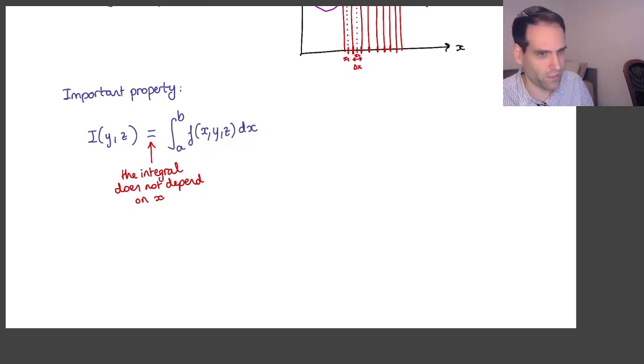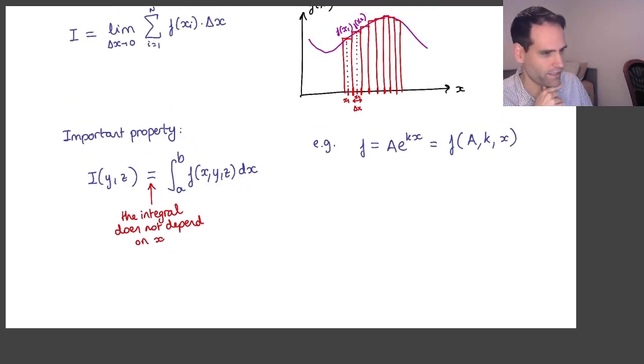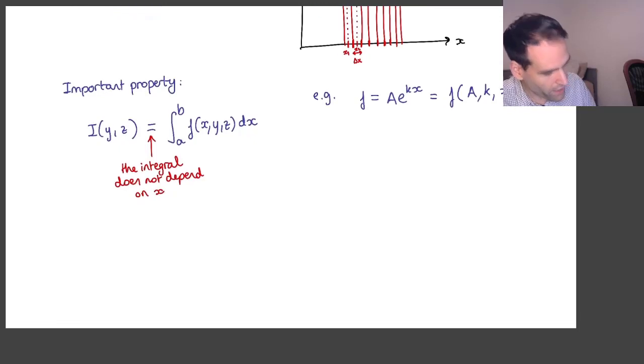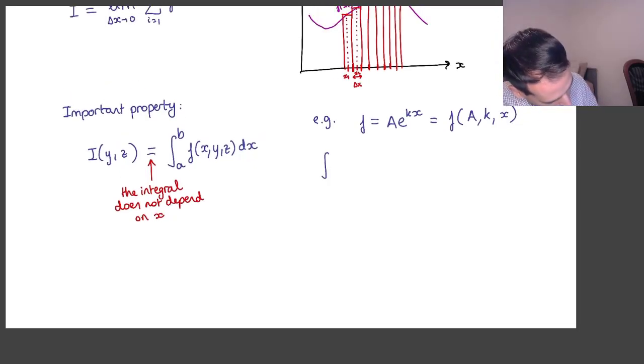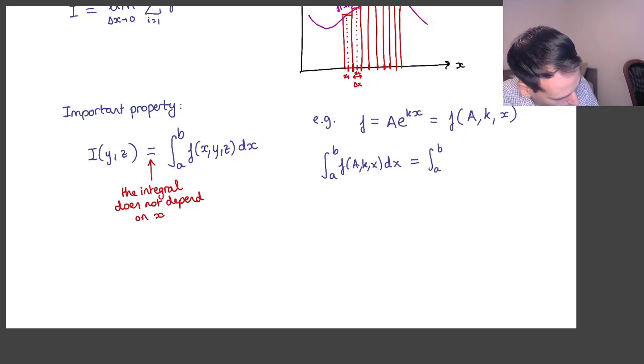Let me write the example here on the right. Let's say you have this function which is a times the exponential of k times x. This is a function which depends on three things: a, k, and x. We could call it xyz, or we can call it akx. It doesn't matter, it's just symbols. Now let's say that we want to do the integral between a and b of this function f of akx with respect to x. So we are basically doing the integral from a to b of a e to the kx dx.